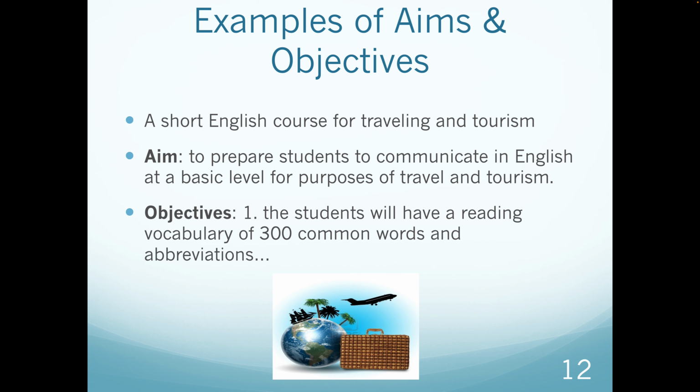Look, we have objective number one. The student will have a reading vocabulary of 300 common words and abbreviations. So it's quite detailed. At this point, the objectives show us something prescriptive, like if you go to the pharmacy, you should be able to get this and this and this. And the doctor tells you, if you take this, you'll be able to do this. So this is a bit more detailed. It also articulates something which the teacher has to implement or has to achieve, together with the student, right?